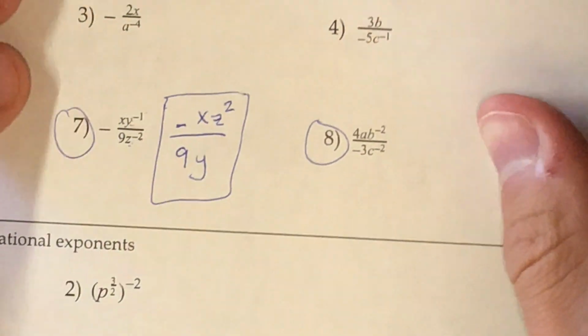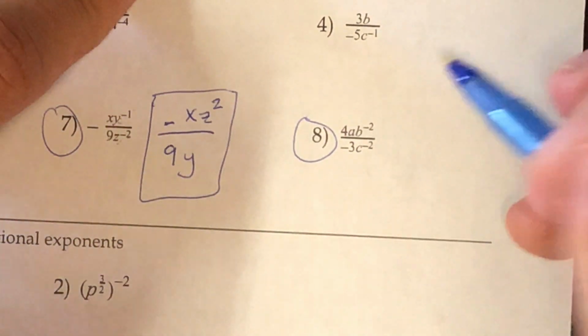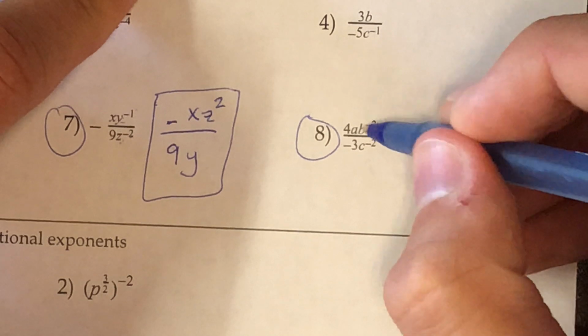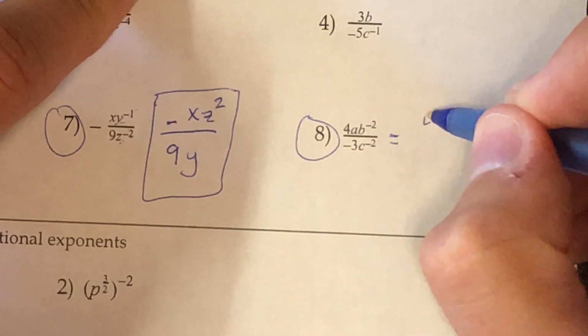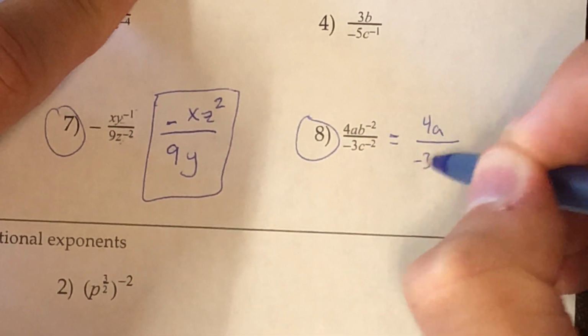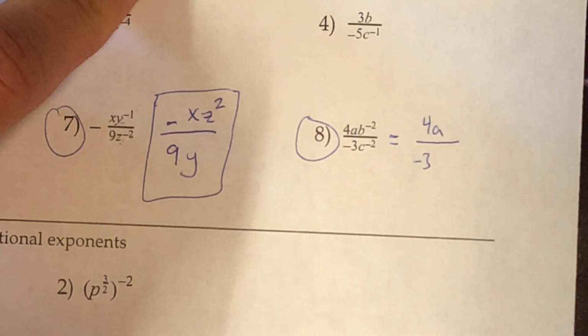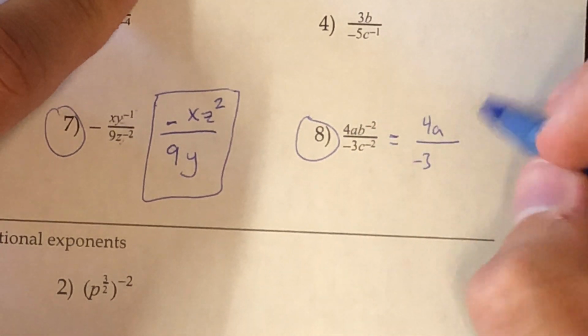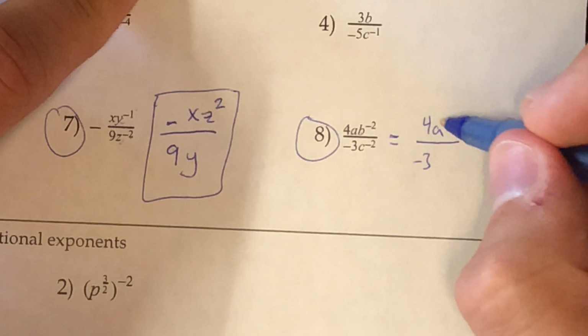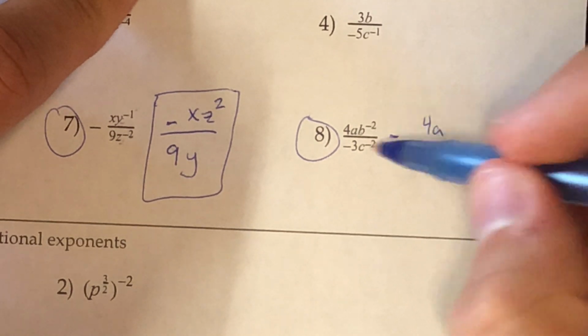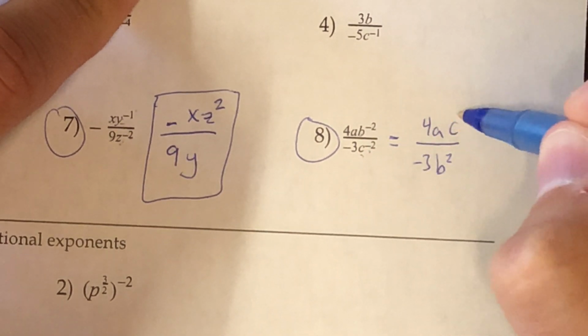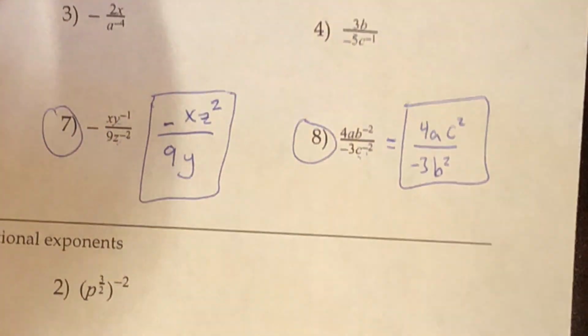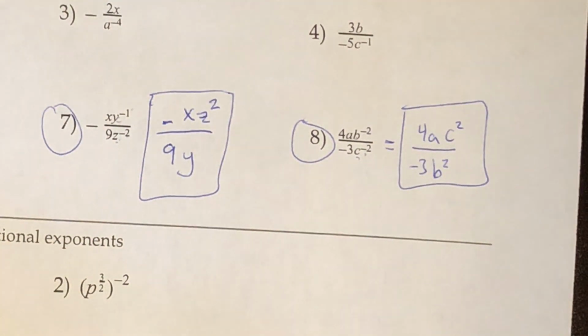Okay. Last one here, just to be clear. So anything that doesn't have negative exponents, that stays where it is. So the 4 and the a and the negative 3. But b and c, those have got to shift. So b to the negative 2, we flip down, change to a positive exponent. C to the negative 2, we flip up, change to a positive exponent. Okay.